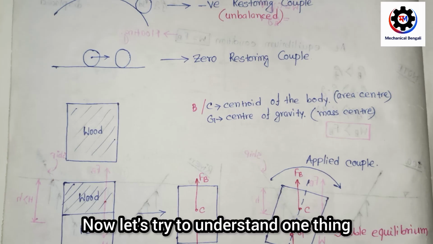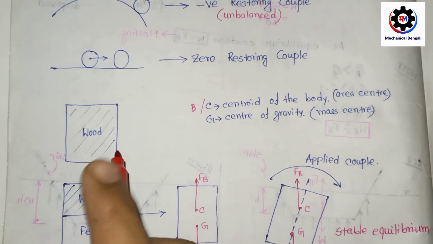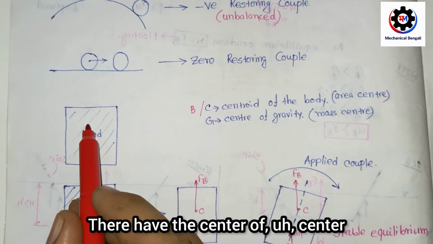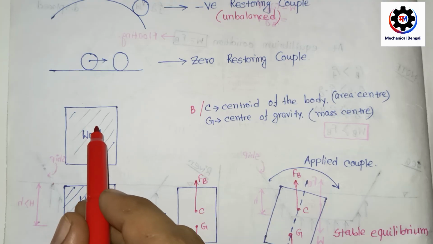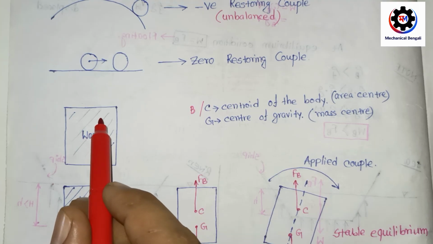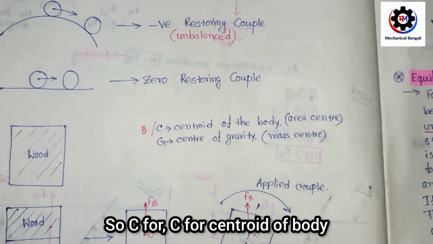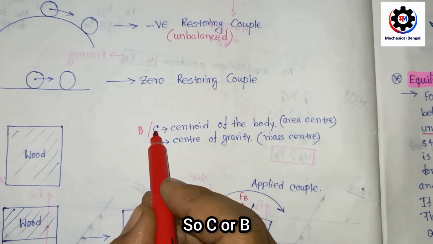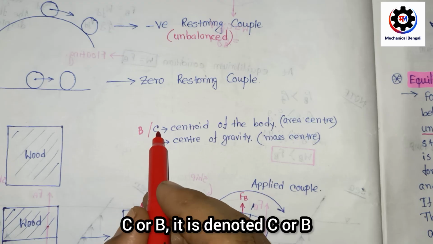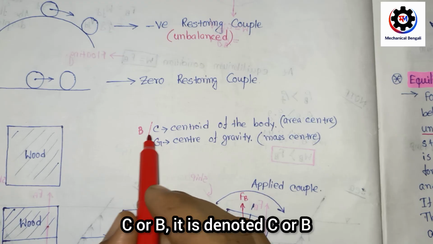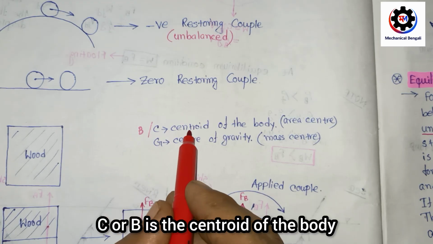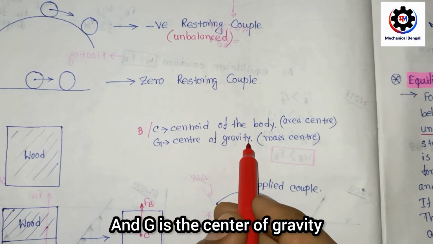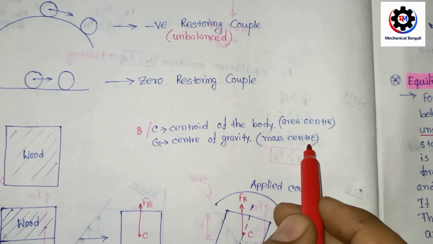Now let's try to understand one very important thing. Suppose there is a wood. There is the centroid of the body, and there is a center of gravity. C stands for centroid of the body, also known as area center. It is denoted C or B. C or B is the centroid of the body, that is the area center, and G is the center of gravity, also known as mass center.